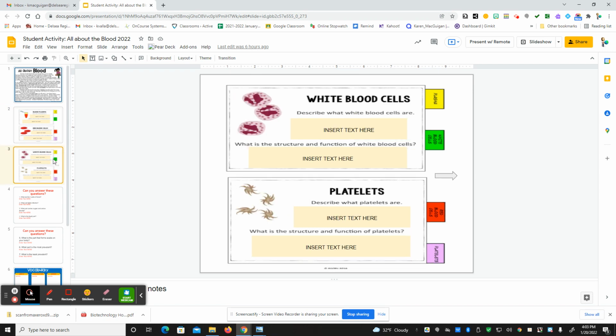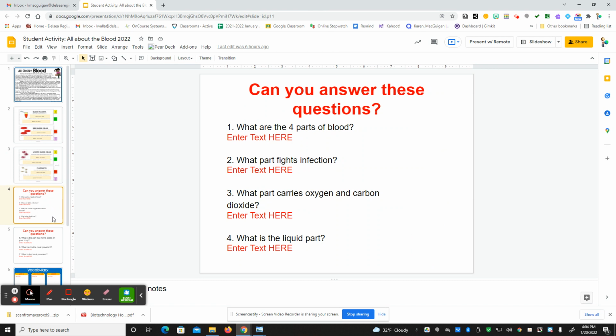Slide 3 is your white blood cells and your platelets. So you're kind of trying to talk to me about what they are and what is their function and structure like in the body. Then you're going to answer on slides 4 and 5.